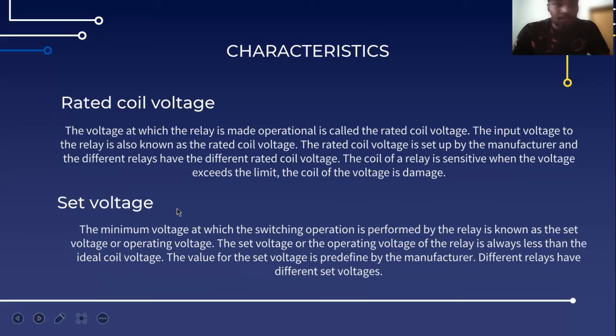So next up, rated coil voltage. The voltage at which the relay is made operational is called the rated coil voltage. The input voltage to the relay is also known as the rated coil voltage. So the voltage that is given to the relay is called the rated coil voltage, with the voltage which starts the operation of the relay. Rated coil voltage is set up by the manufacturers, and different relays have different rated coil voltages.